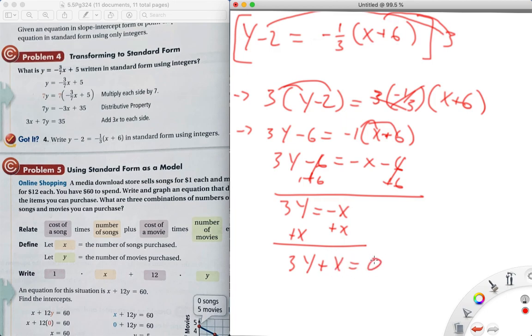And then something we didn't discuss, but can C be 0? Yes, C can actually be 0. That's perfectly fine. Just that A and B can't be 0 at the same time. And that's our equation in standard form.